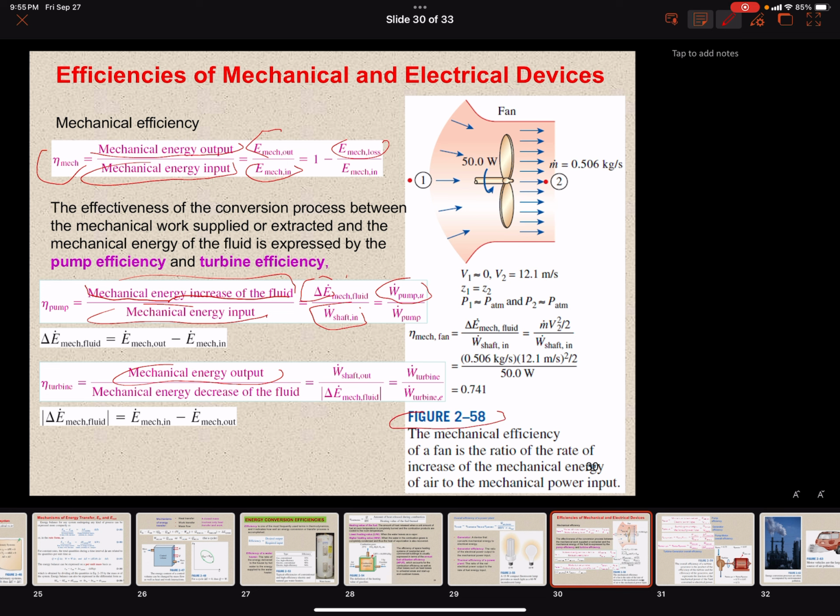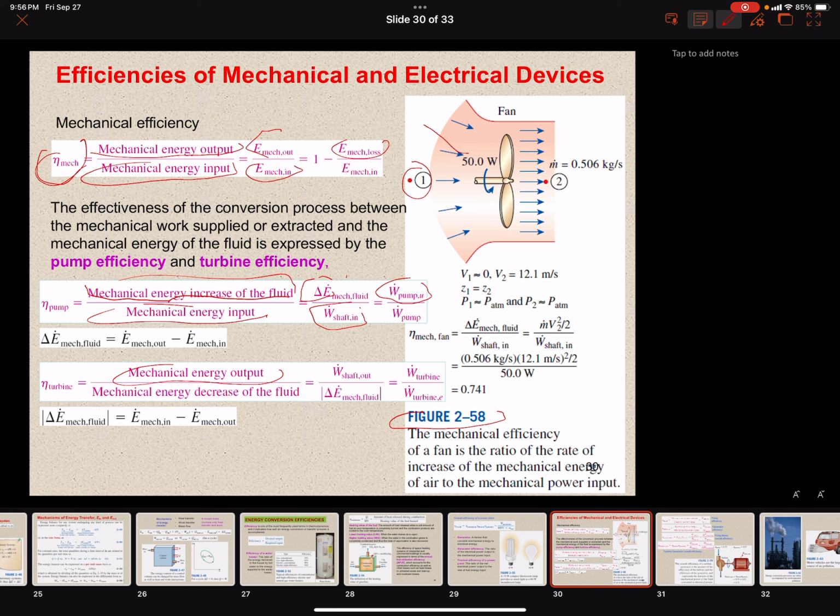For the figure 2.58, it's an example of using the mechanical efficiency equation. We can see here is the fan, maybe it's a fan turbine or whatever, and the air is coming in at state 1, and the shaft will do the work like 50 watt, and the mass will be 0.506. This is the mass flow rate, so kilogram per second for state 2.